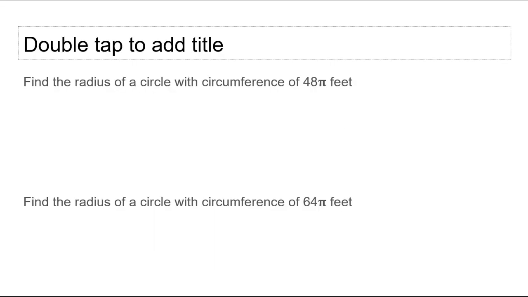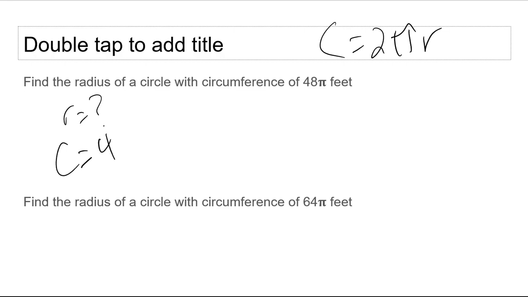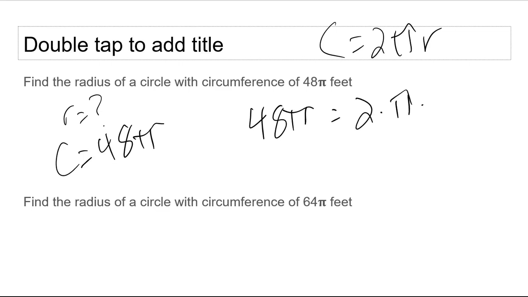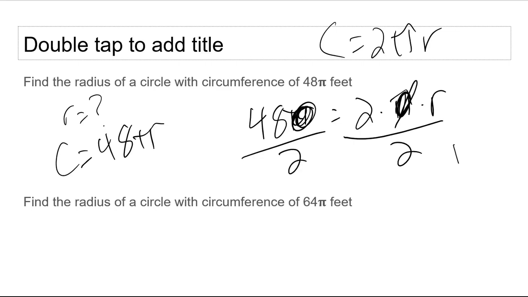Alright, so we've done problems like this in the past in Unit 6, but we've got circumference equals 2 pi r. So if we don't know the radius, circumference is 48 pi. So let's plug in what we know. 48 pi equals 2 times pi times r. We can cross off the pi's, and all we have to do is divide by 2. And we get r is 24 feet.